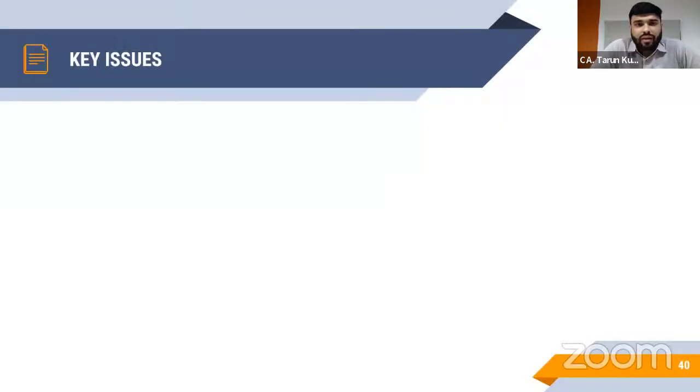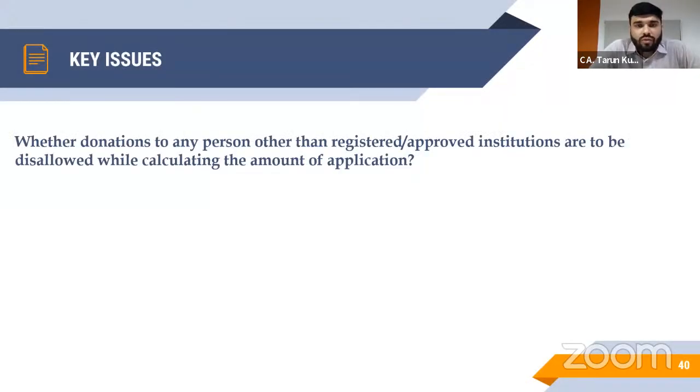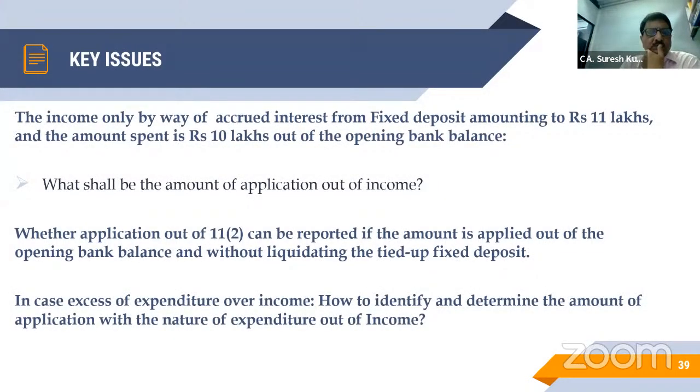Sir, now the deficit is not specifically allowed. So, sir, if you go to the previous slide. In case of excess of expenditure over income, how to identify and determine the amount of application with the nature of expenditure out of income, since the deficit is now not allowed to be set off or carried forward? This is one of the most important questions.